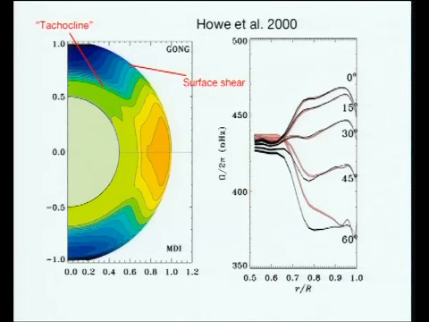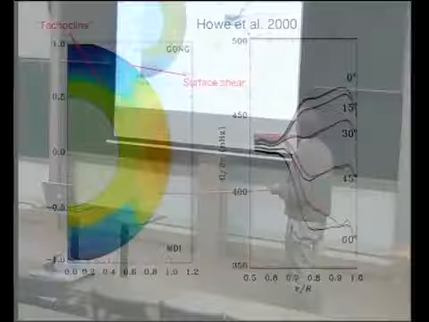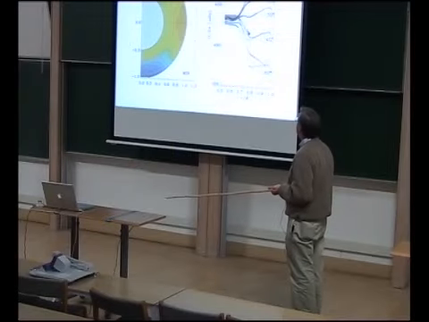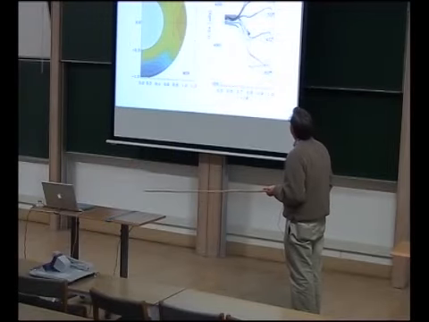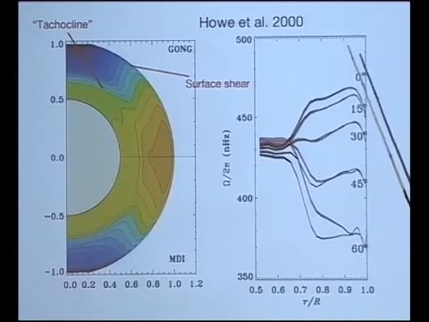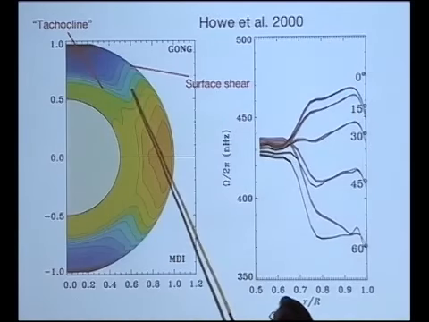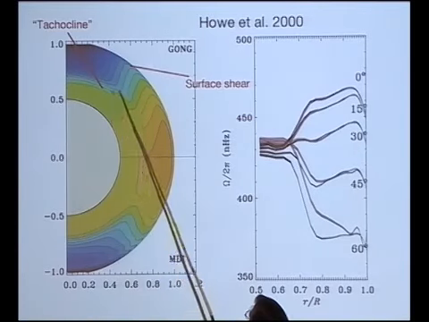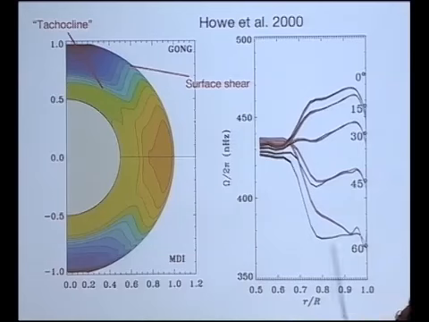So here's the picture, data taken from Howe et al. 2000. The work on this, the early data, is from the mid-1980s. By now it's been highly refined, and I think everybody basically agrees on the overall organization of the rotation.